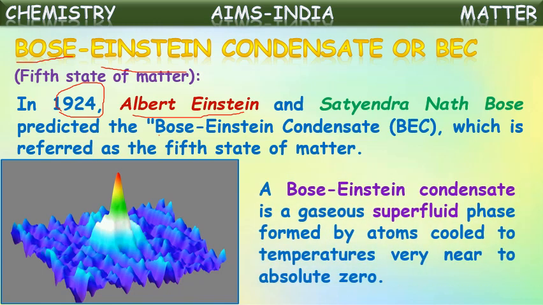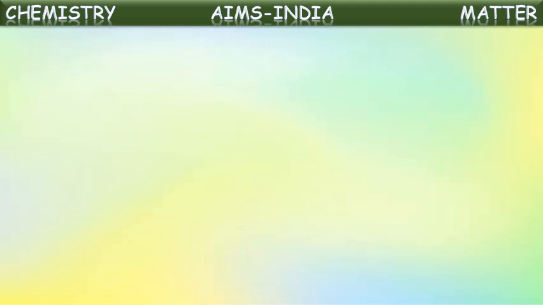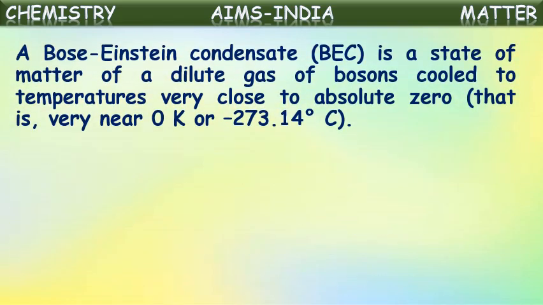What exactly is this Bose-Einstein condensate state? Let us see. It is a gaseous superfluid phase formed by atoms cooled to temperatures very near to absolute zero. Actually, absolute zero temperature means 0 Kelvin or minus 273 degrees Celsius, means we are cooling very much. Minus 273 degrees cooling means very cooling. That is called absolute zero. Plasma state is at very high temperature and this Bose-Einstein condensate is at very low temperatures.